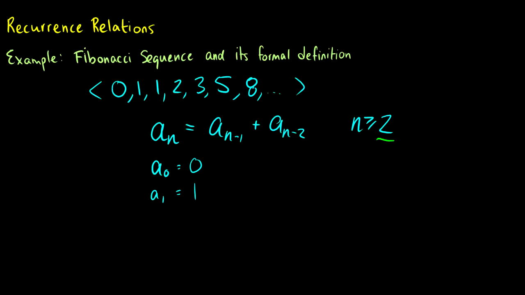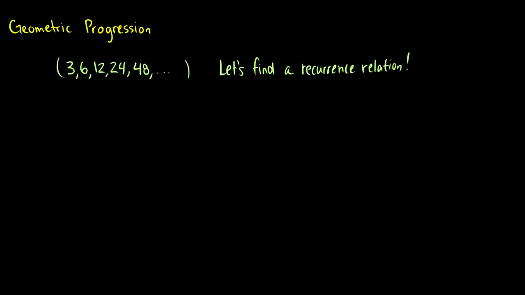So let's take a look at another type of sequence, a geometric progression. Okay, so 3, 6, 12, 24, 48. This seems pretty straightforward. Let's write out a formal definition for this.